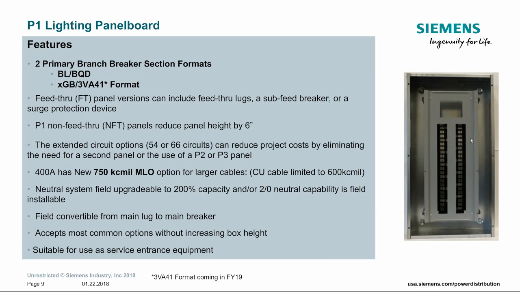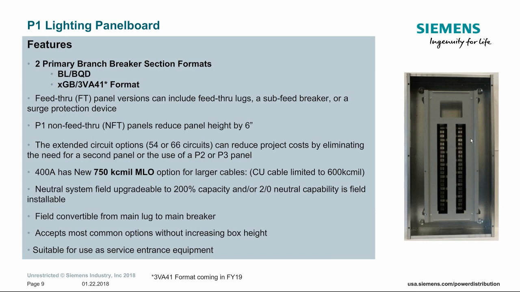Also, some of the other big benefits is we have feed-through and non-feed-through versions. A little bit about this, our feed-through versions include things like feed-through lugs, a sub-feed breaker, or a surge protection device underneath our branch circuits. And one neat feature is if we don't need to incorporate any of that, we can have a non-feed-through panel, which actually reduces our panel height by 6 inches, which is a nice space savings benefit to our customers.